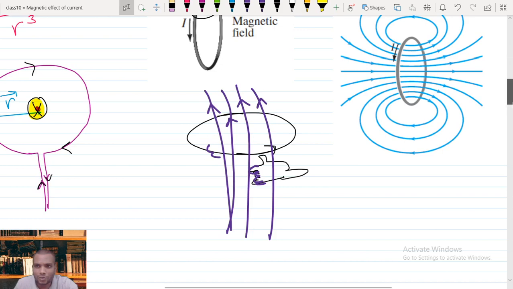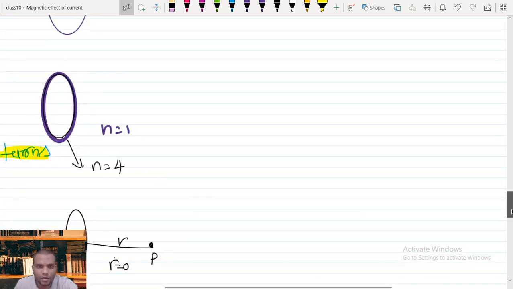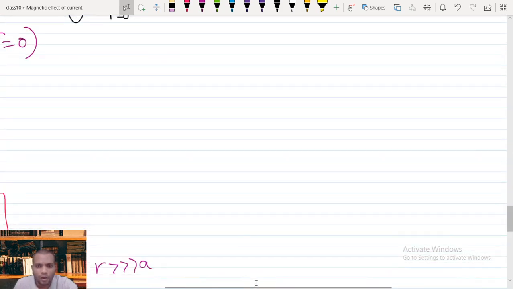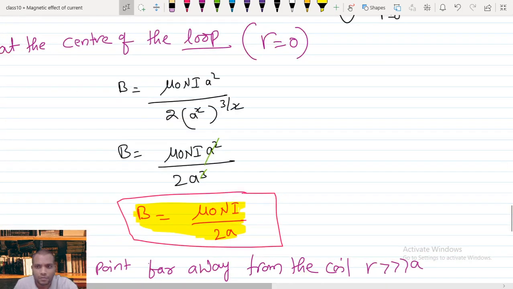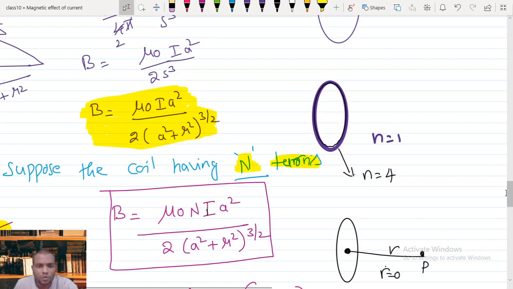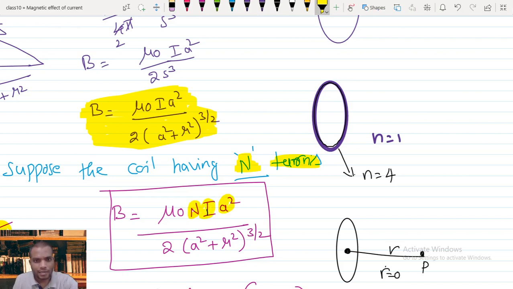So finally, the magnitude and direction of the field of a current carrying coil along its axial position: B equal to mu naught N I a square upon 2 times (a square plus r square) whole power 3 by 2. Here a is the radius, N is the number of turns, I is the amount of current passing through the loop, r is the position where we need to find the magnetic field, and mu naught is the permeability.